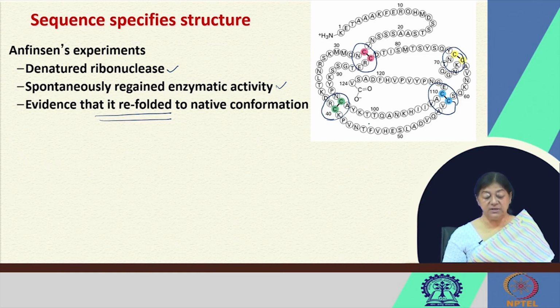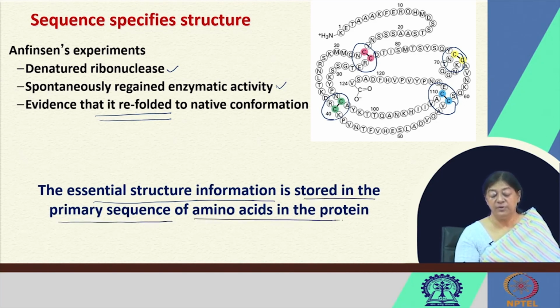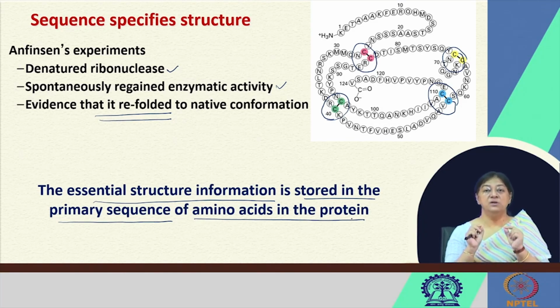So, this is the conclusion, that the essential structure information is stored in the primary sequence of amino acids in the protein. So, the protein folding problem means that we have our primary structure, the sequence of the amino acids, and the information that is going to make it fold to get to its final native three-dimensional structure. All the information is present in that polypeptide chain.